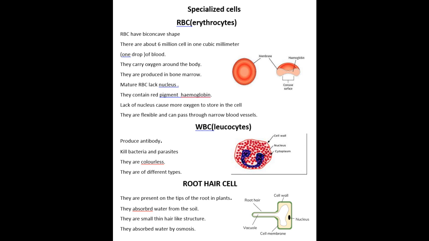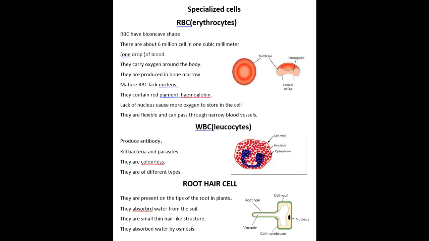They are produced in the bone marrow, and they have a particular lifespan. The lifespan of red blood cells is 3 to 4 months, 90 to 120 days. Red blood cells survive, and after that they die and are replaced by the new cells produced by the red bone marrow. The next is mature RBCs lack a nucleus.